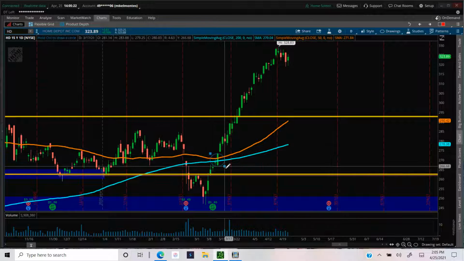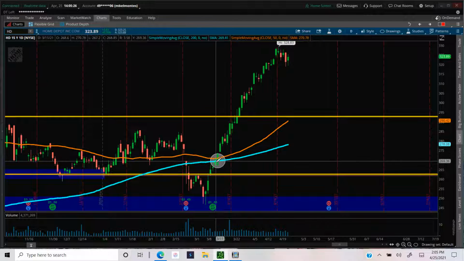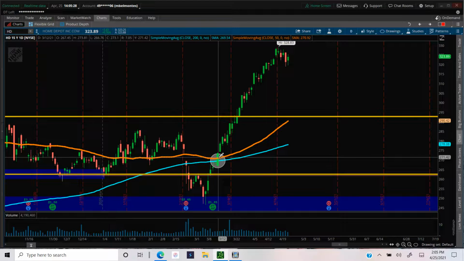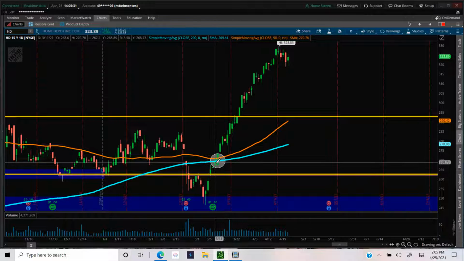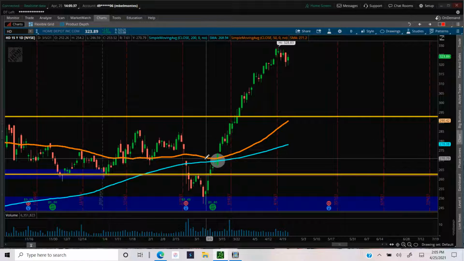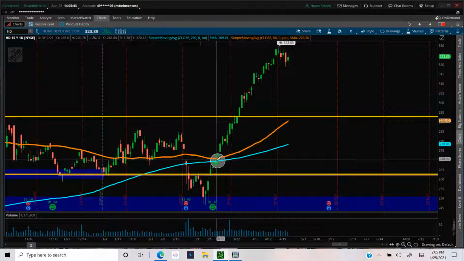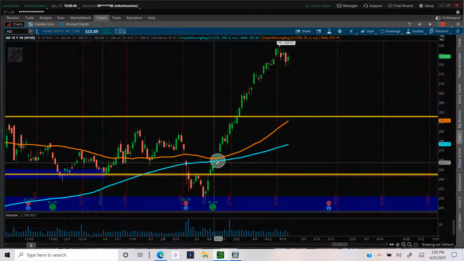This candle right here is a bullish engulfing to this smaller candle. That's one. The second clue is that it closed above the 50 and the 200 SMA. It closed above both moving averages. So this right here is very bullish.